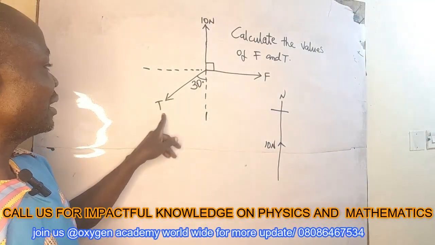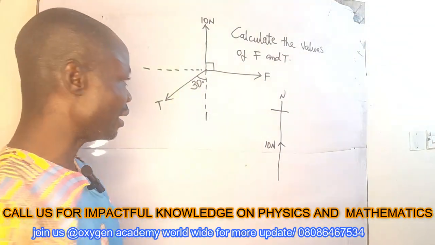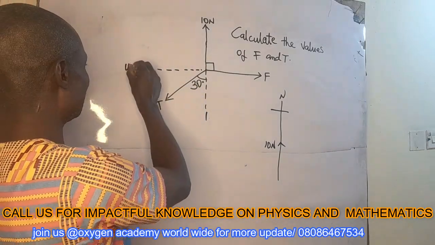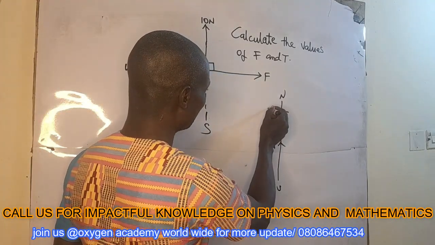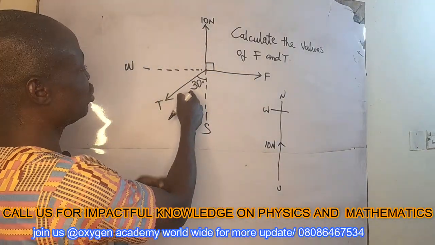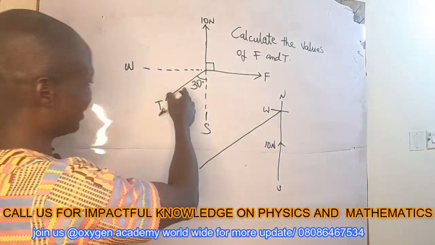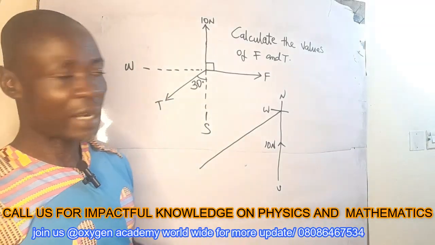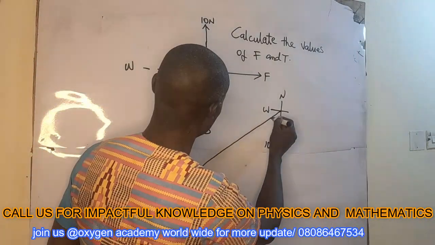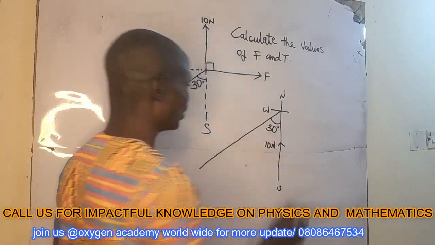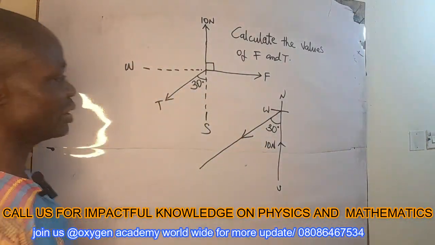Now, looking at this, T is making an angle of 30 degrees with the vertical, and it is between west and south. This is south, and this is my west. Because this force is between north and west, I have to draw it here. You can see it is directly parallel to what I have on the diagram here, and this is going to be 30 degrees to the vertical. So I will represent it here. Now, this is going to be my direction. You can see the direction is this way.